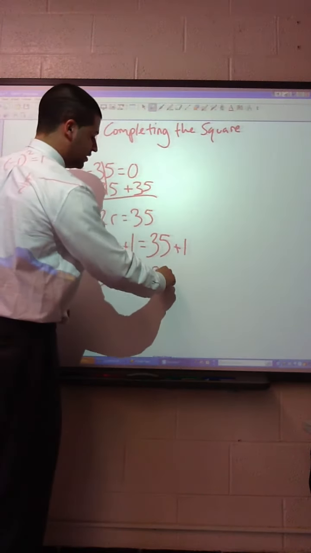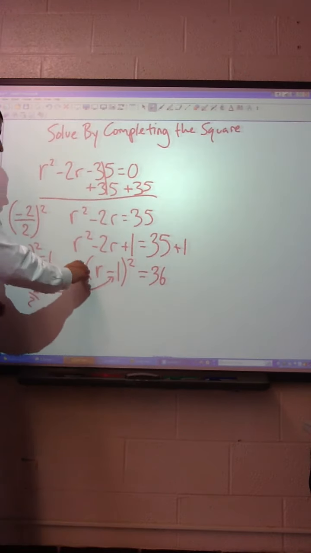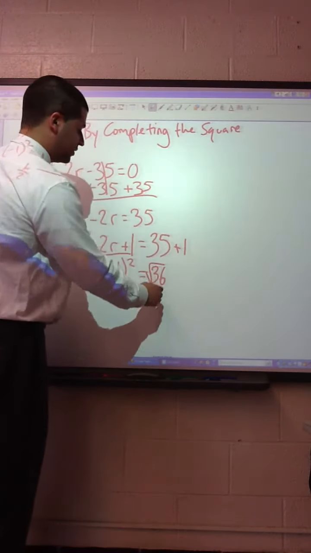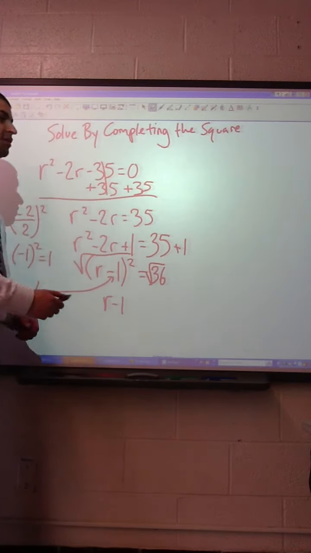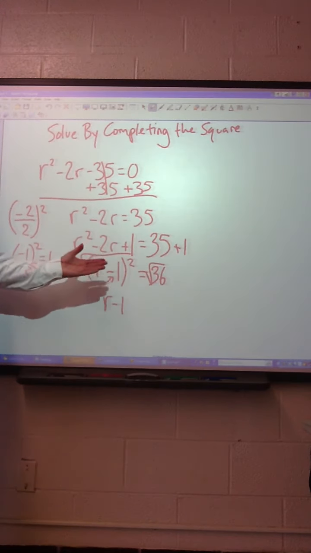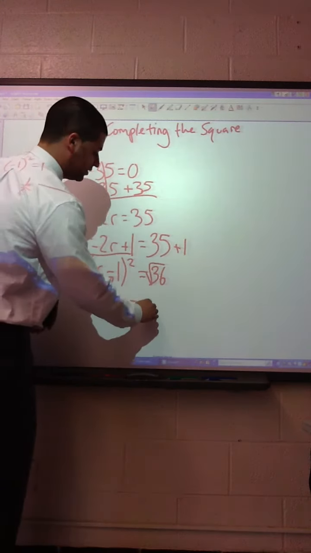And 35 plus 1 is 36. So now we can take the square root of both sides. And this is nice to have a perfect square over here. So we get r minus 1. This is very similar to a solving by square root problem right here. It actually is using the same method. And equals plus or minus 6.